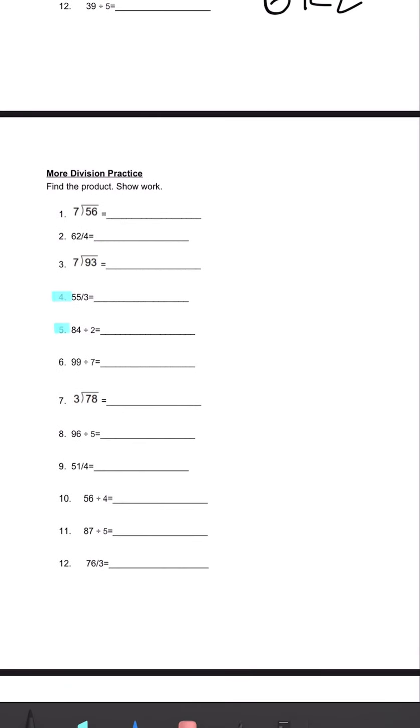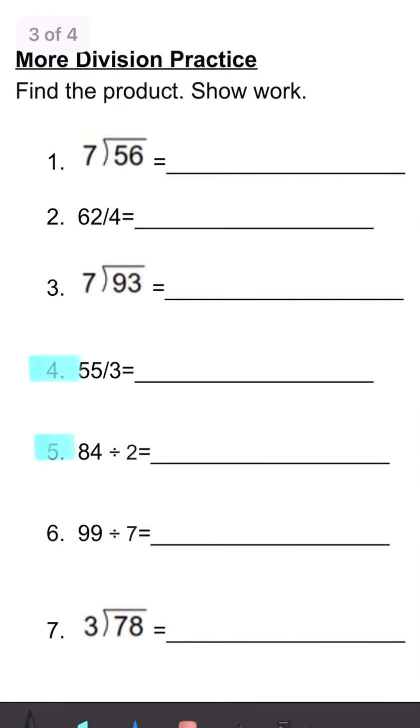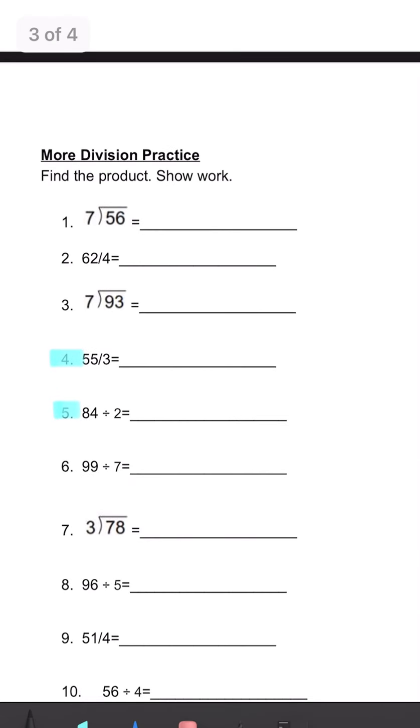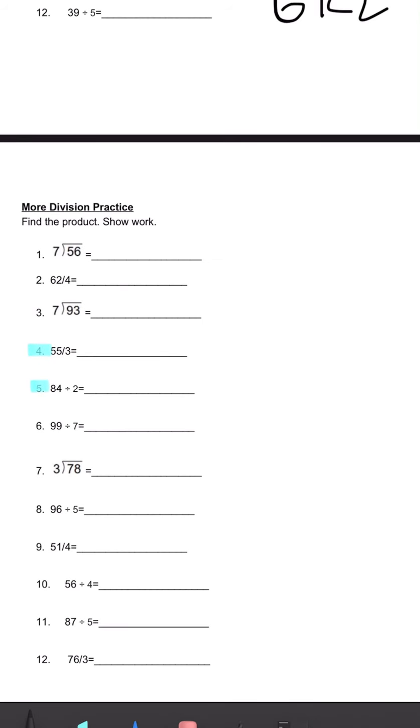So this is more division practice. Find the product and show your work. So you probably notice here that division can be done with multiple different signs. So we have this sign, and we have a dash, which also stands for division, and we have the actual division sign, which is what you see the most. So all of these mean division, so you want to keep that in mind. Okay, so we'll go ahead and do number 4 and 5.